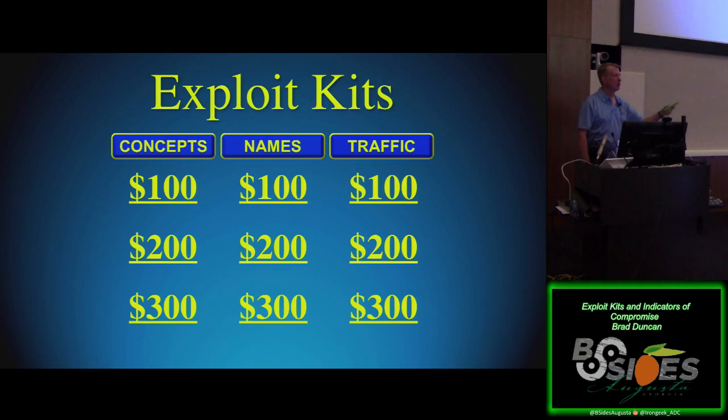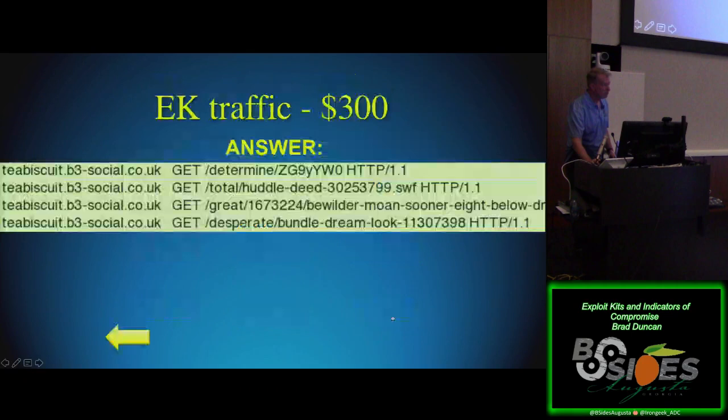Who's that? You raise your hand, sir. Traffic for 300. Okay, the traffic category. I'm going to show a picture of a Wireshark capture of traffic that I presented earlier, and you'll have to tell me what exploit kit that was. If you get it correct, you get this LAN turtle device. Here we go. What exploit kit is this? I see a hand in the back. Neutrino? Yes, that is correct.